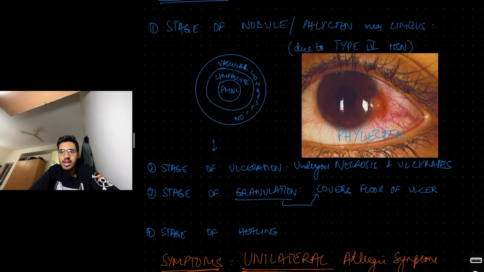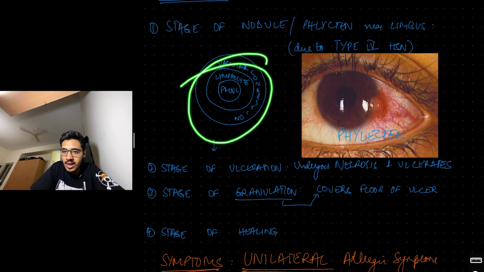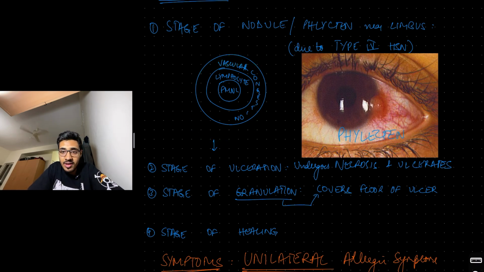So it is present near the limbus, and you have a type 4 hypersensitivity reaction to the microbial antigen, where in the center of the limbus you have polymorphonuclear leukocytes, and surrounding that you have lymphocytes, and around that you have vascular congestion. See, here you can see a lot of vessels being congested, vascular congestion. So this is a phlectin.